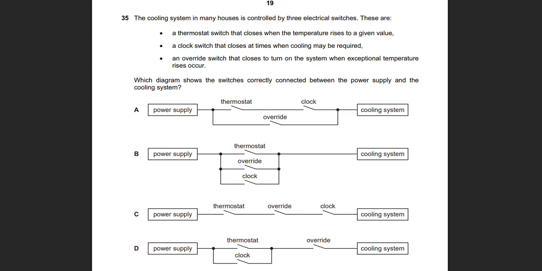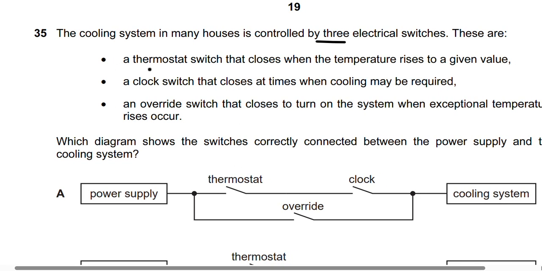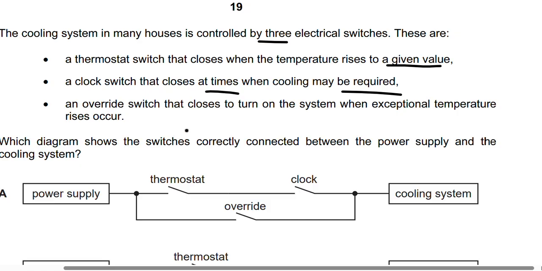So the cooling system in many houses is controlled by 3 switches. And these are, first is a thermostat switch that closes when temperature rises to a given value, a clock switch that closes at times when cooling may be required, and then we have got an override switch that closes to turn on the system where exceptional temperature rises occur.